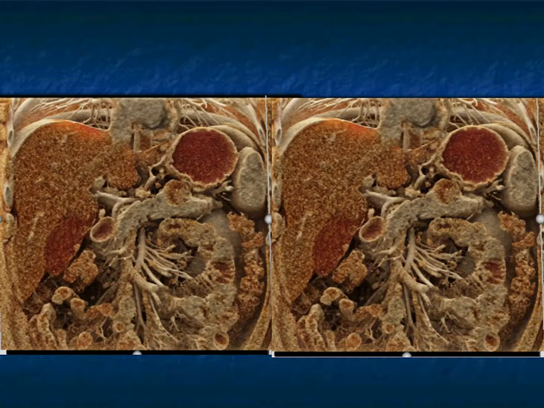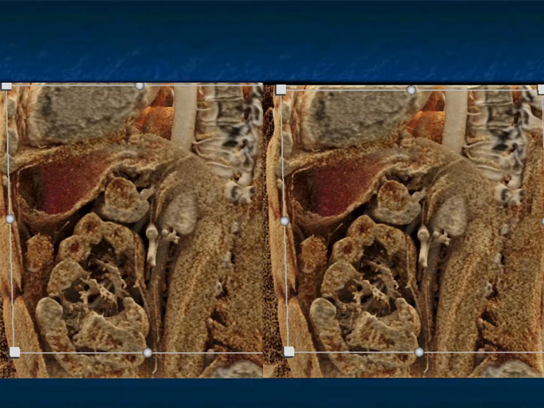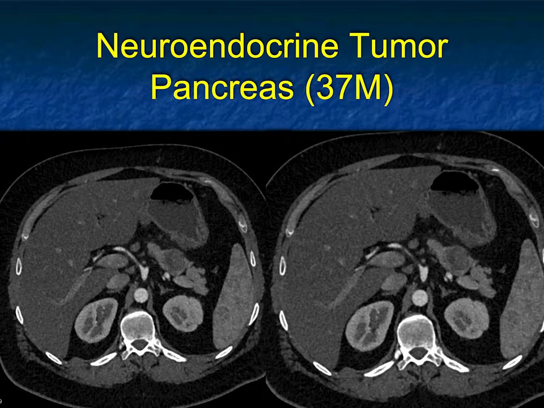Here it is on cinematic rendering. The soft tissue component is better seen on the cinematic rendering, really nicely shown here. And here on the off-axis views. And this was a neuroendocrine tumor. Just a really nice example.